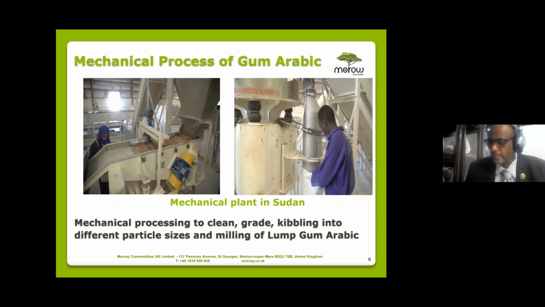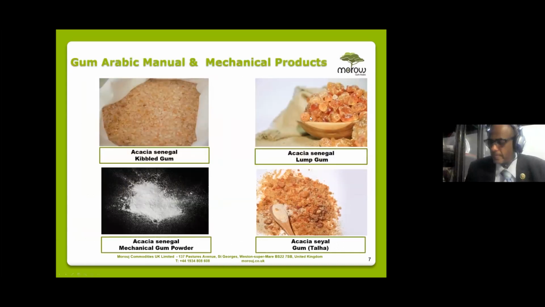Kibbling is important to reduce the size of the gum nodules to allow the gum to dissolve in water quickly. There is another step of milling the kibbled gum using what are called pin mills to produce mechanical powder. We can see here the lump gum, sometimes we call it hand-picked selected, and the kibbled gum on the left, Acacia Senegal gum, and then the mechanical powder below, the Acacia Senegal mechanical powder, and the Talha.